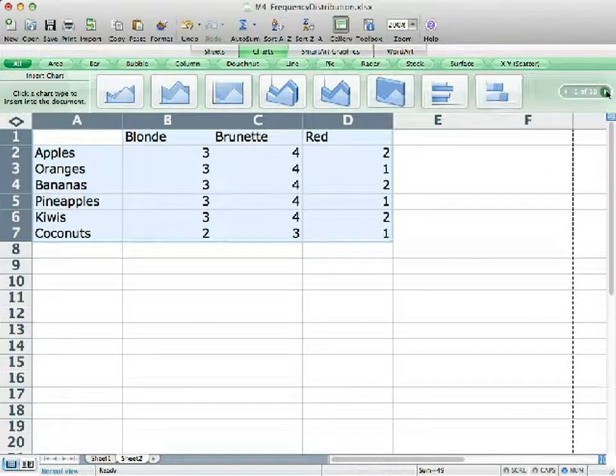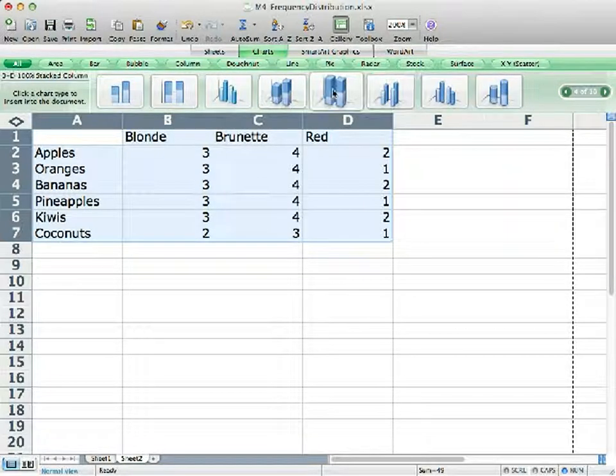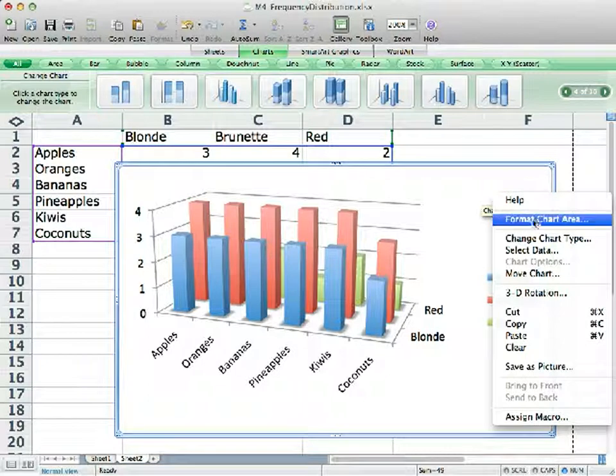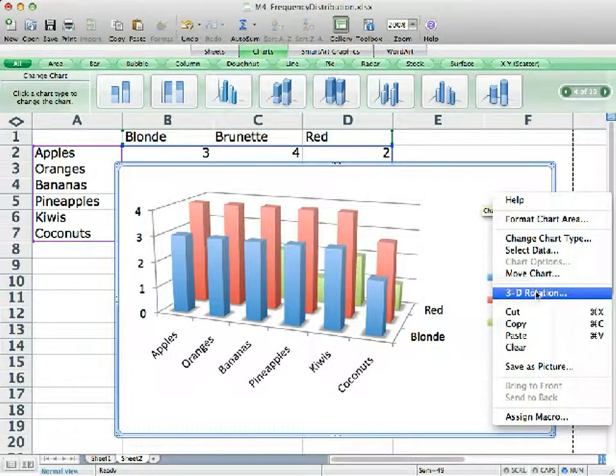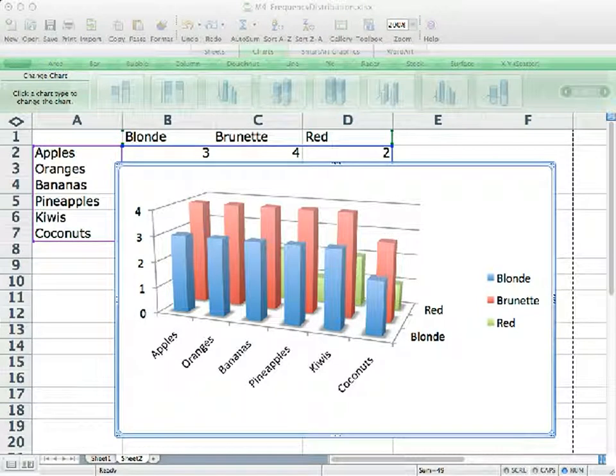Where's my 3-dimensional bar graph? Here we go. You can see, oh, you can't see the red. 3D bar graphs, unless you can actually rotate around them, are not necessarily the most helpful. I wonder if I can change some 3D rotation here so you can look at it from the blonde part, which is the most important.